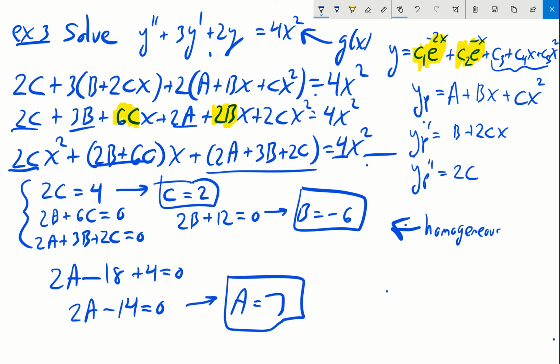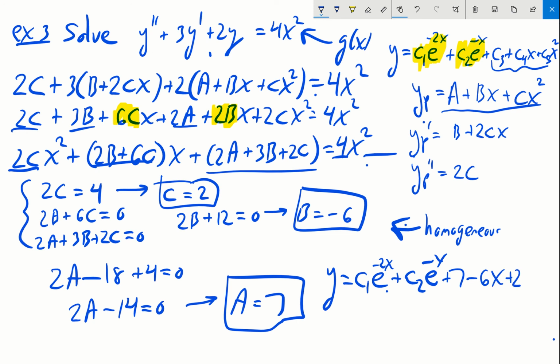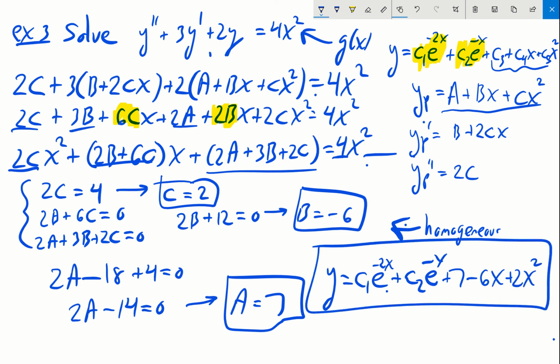And that gives us our general solution. So remember, it was the complementary solution, which was c1 e to the negative 2x plus c2 e to the negative x. And now our particular solution, we know the value of it. A is 7, so that's plus 7. B is negative 6, so it's negative 6x. And then plus 2x squared. And so there's our general solution.